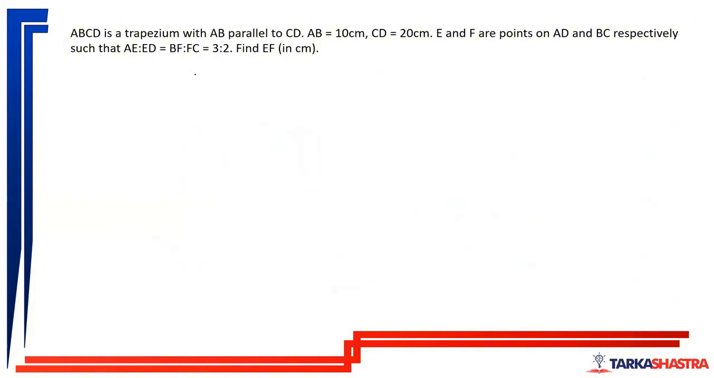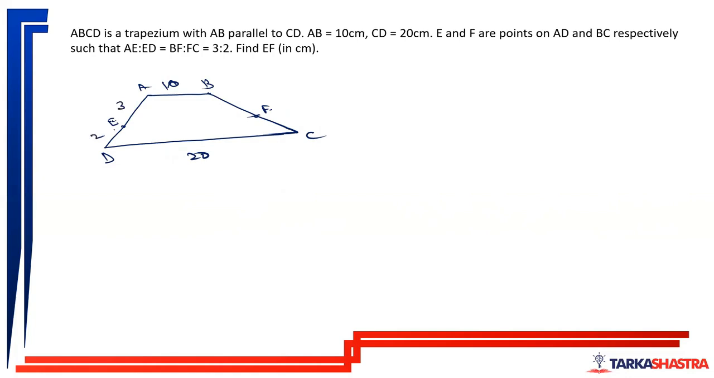ABCD is a trapezium with AB parallel to CD. AB is 10, CD is 20. E and F are points on AD and BC respectively, such that AE to ED is 3:2 and BF to FC is also 3:2. They are asking us to find the length of EF.